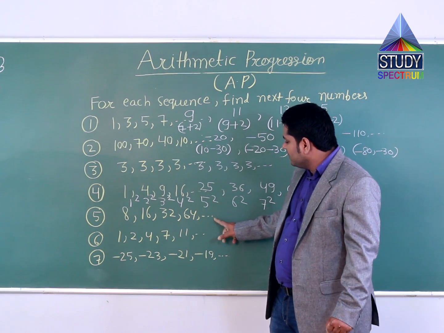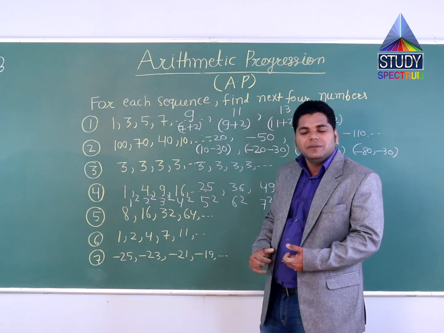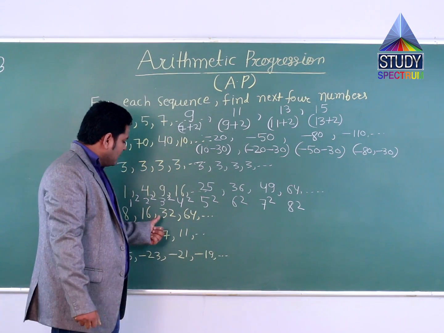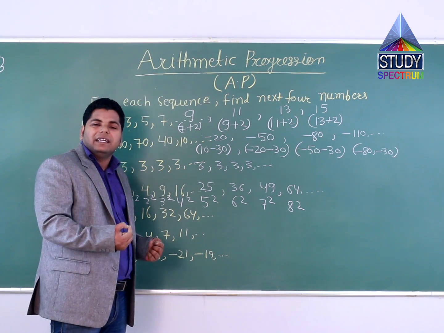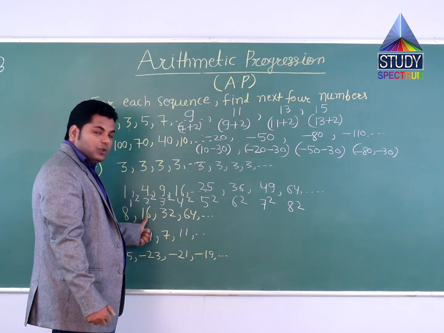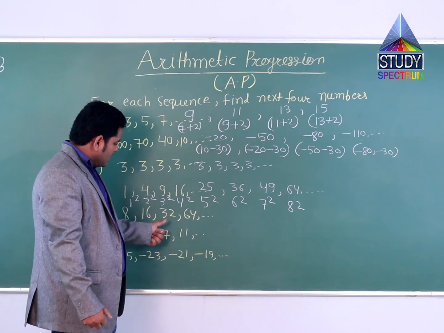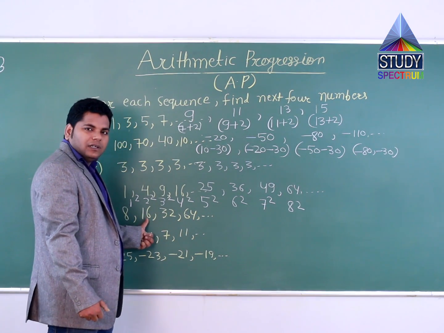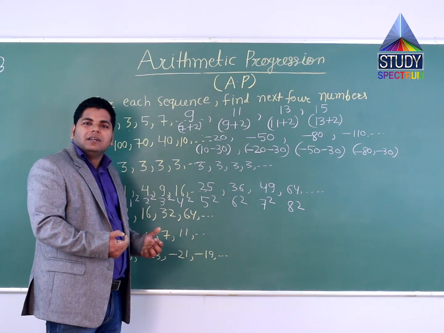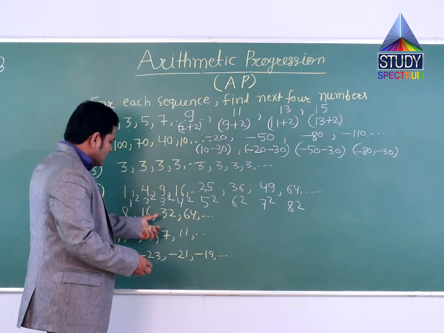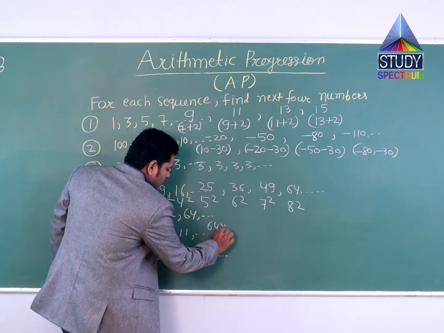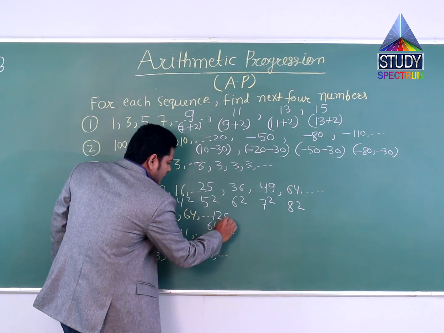Then what will be the next term? 2 times 64. So the pattern involved is that each term can be obtained by multiplying the preceding term by 2. So the next term will be 64 into 2, so it will be 128.